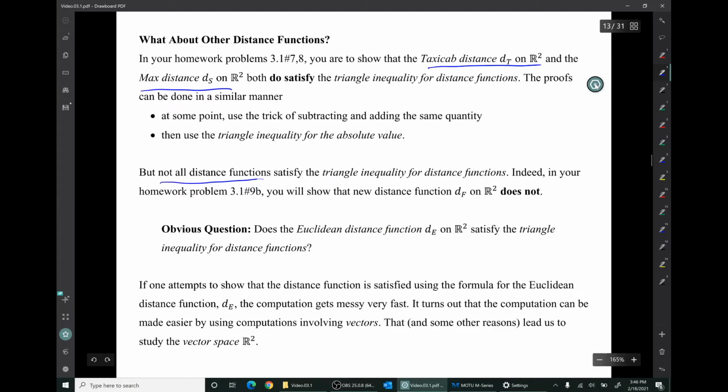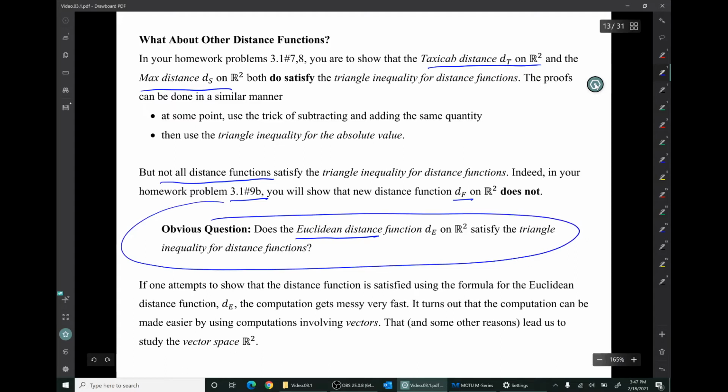But not all distance functions satisfy the triangle inequality. Indeed, in your homework problem 3.19b, you'll show that a new distance function called d subscript f does not. So an obvious question is, what about our most familiar distance function, the Euclidean distance function? Does that satisfy the triangle inequality for distance functions?